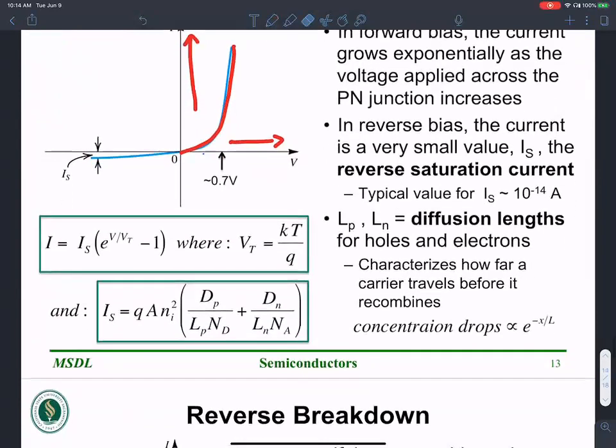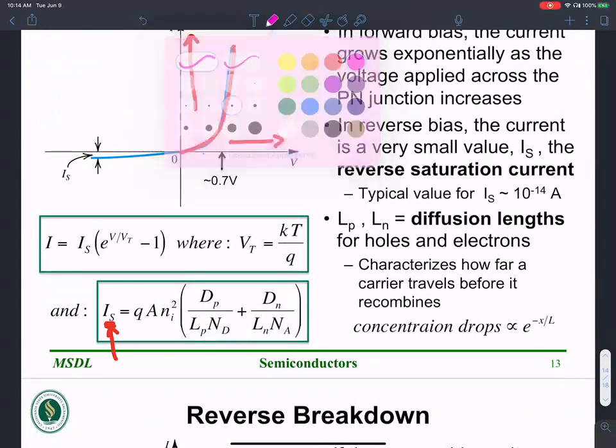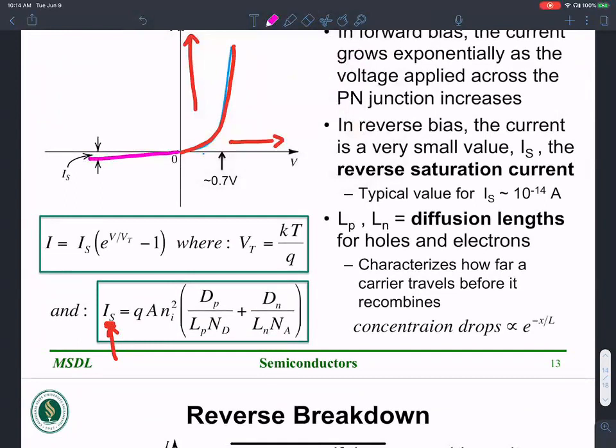In the reverse bias case, the current is a very small value. Here, IS is the reverse saturation current. I'm going to show the reverse bias current in purple. So this is reverse bias, where the current is really, really small. IS is the reverse bias case, and this is the forward bias.